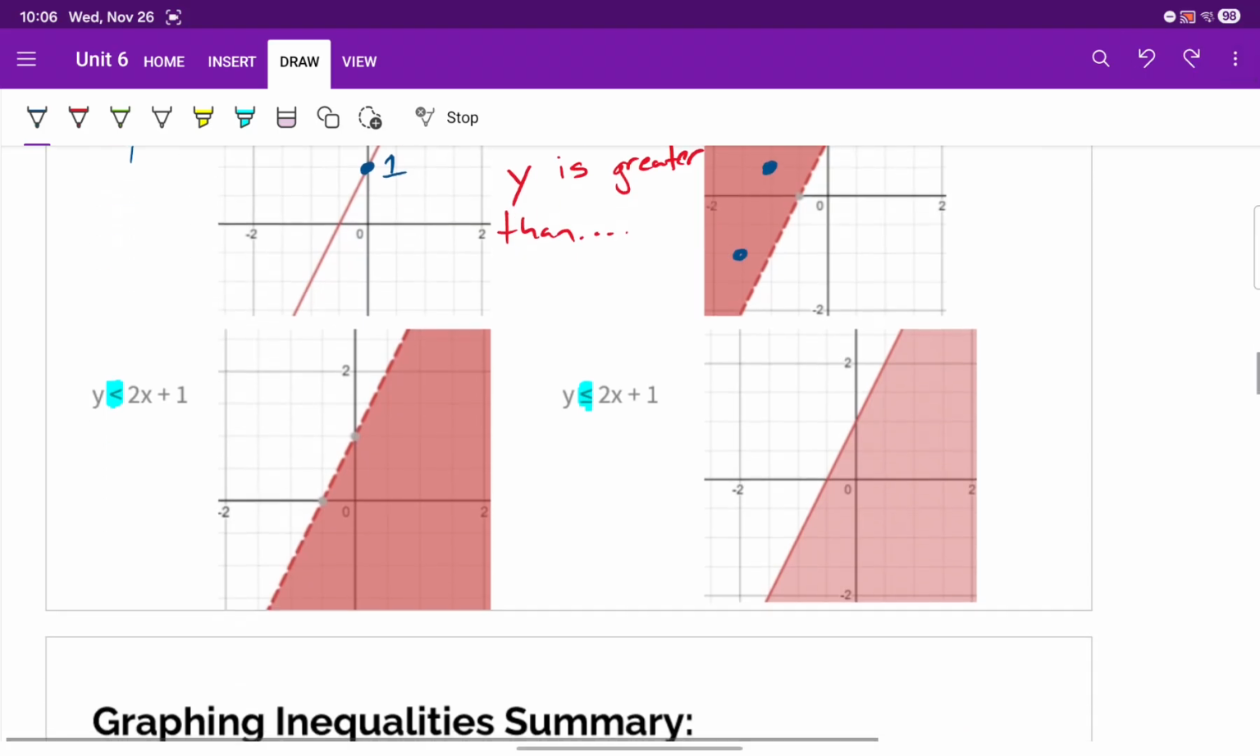In the next two, you can see that the next two say y is less than.